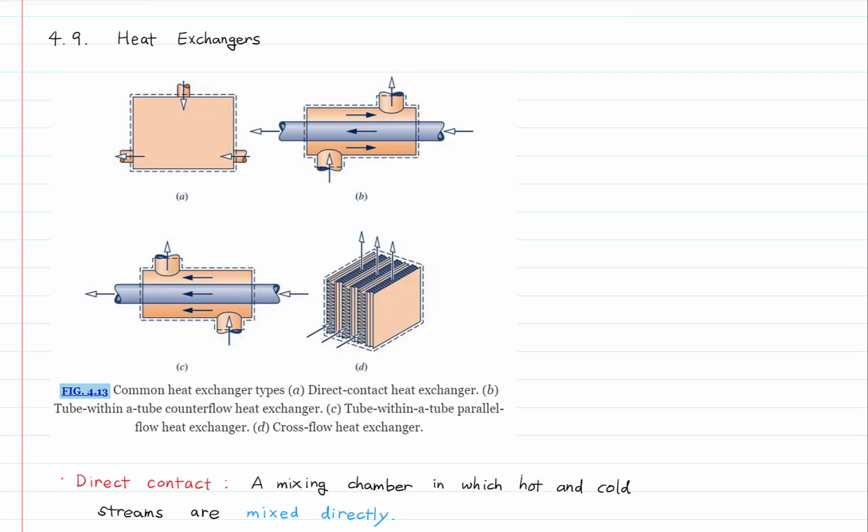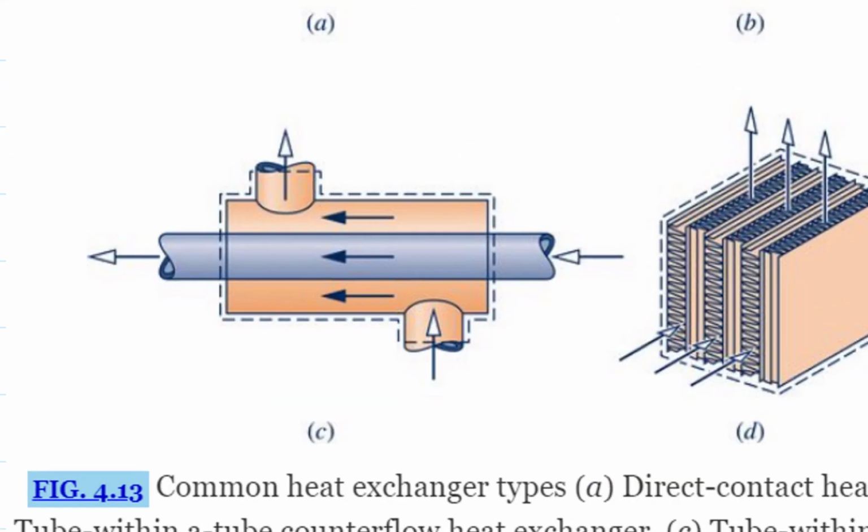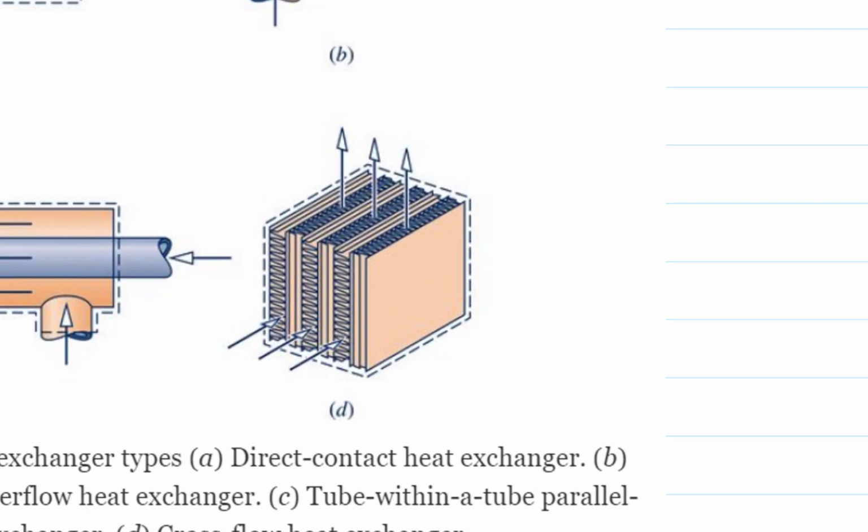Typical designs of heat exchangers do not allow mixing. So the hot fluid is separated from the cold fluid, and heat is transferred through the wall. In concentric counterflow heat exchangers, the fluids flow in opposite directions. In concentric parallel flow heat exchangers, the fluids flow in the same direction. Fluids flow in perpendicular directions in cross-flow heat exchangers.